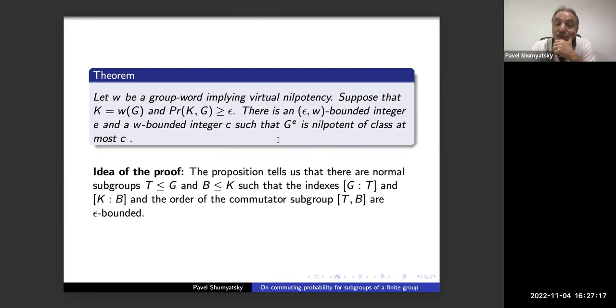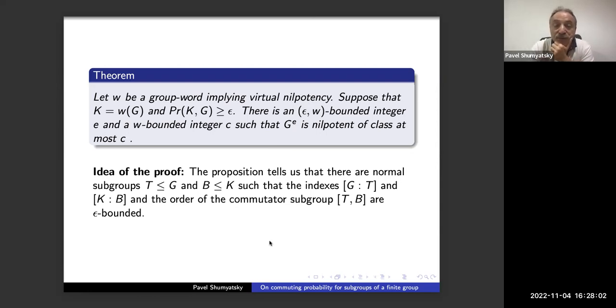We proved that if W is a group word implying virtual nilpotency, and if the verbal subgroup of G has high commuting probability in G, then there are bounded integers E and C, such that the subgroup generated by all E-th powers of elements from G is nilpotent of class at most C. The difference here, if we compare this with the result of Burns and Medvedev, is that the number E here depends on the probability. We cannot just say that it depends on W only.